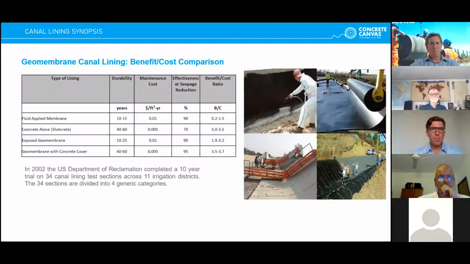In 2002, the US Bureau of Reclamation conducted a 10-year trial on 34 canals across 11 irrigation districts in the US. Four main categories of lining were considered, namely fluid applied membranes, concrete alone, exposed geomembranes, and geomembranes with concrete top cover. A benefit cost analysis was then conducted with durability, maintenance, cost, and effectiveness at reducing seepage being the major attributing variables. Considering these variables, concrete covered geomembranes were shown to provide the best value for money when lining canals.